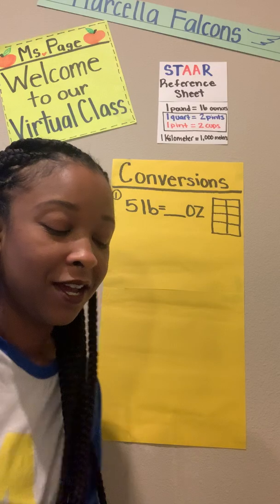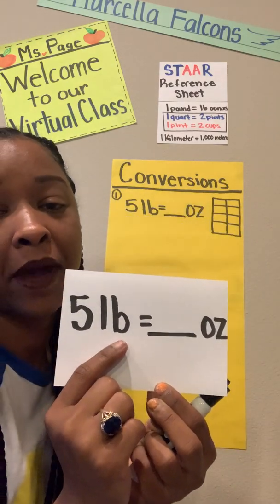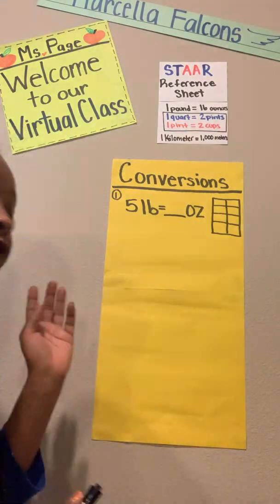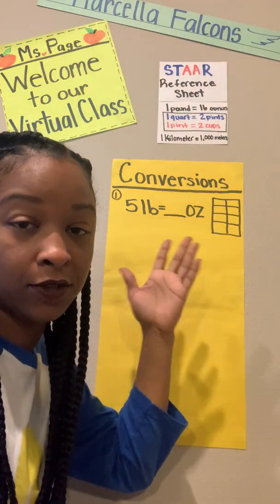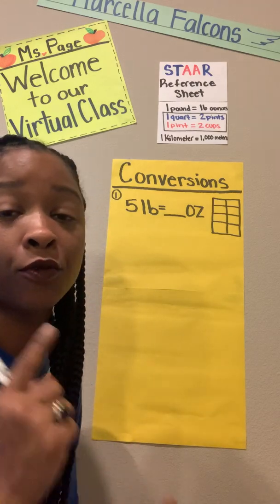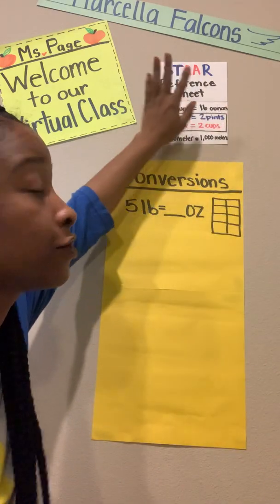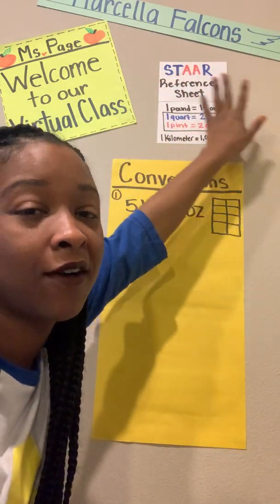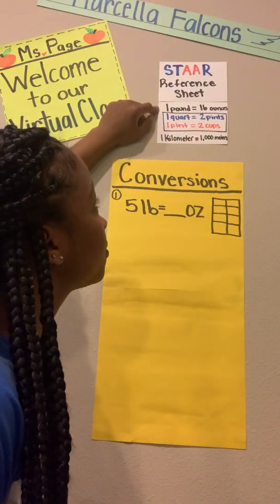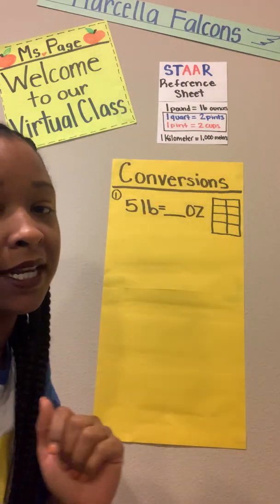So let's get started. First problem is 5 pounds, LB stands for pounds, equals how many ounces? So remember, when we're using conversions, I like to use our charts. The first thing we need to figure out is the relationship between pounds and ounces. You would need to go to your star reference sheet. I didn't print one out, I just rewrote the section that we needed. And if I look at the star reference sheet, I can see that 1 pound is equal to 16 ounces.